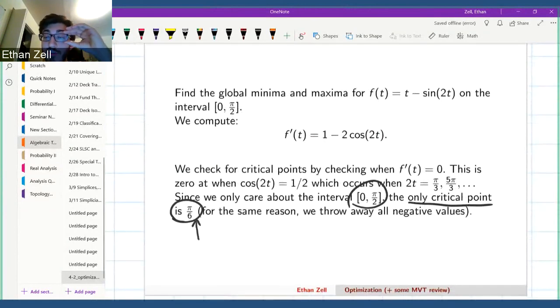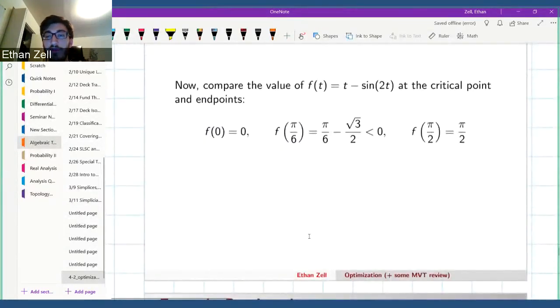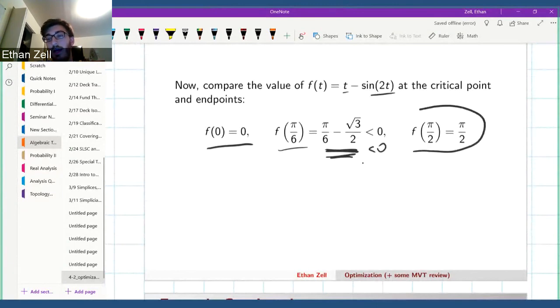And then the third part of our algorithm tells us, well, we have to look at the endpoints of the interval. So we have to look at 0, and we have to look at pi over 2. So let's do that. We have to evaluate the function at these points. So f of 0 is 0, right? We're just plugging in. F of pi over 6, it's this weird number, which turns out to be smaller than 0. So this is probably the best way that this number can be written, but all we have to know is that it's smaller than 0. And then here, f of pi over 2 is pi over 2.